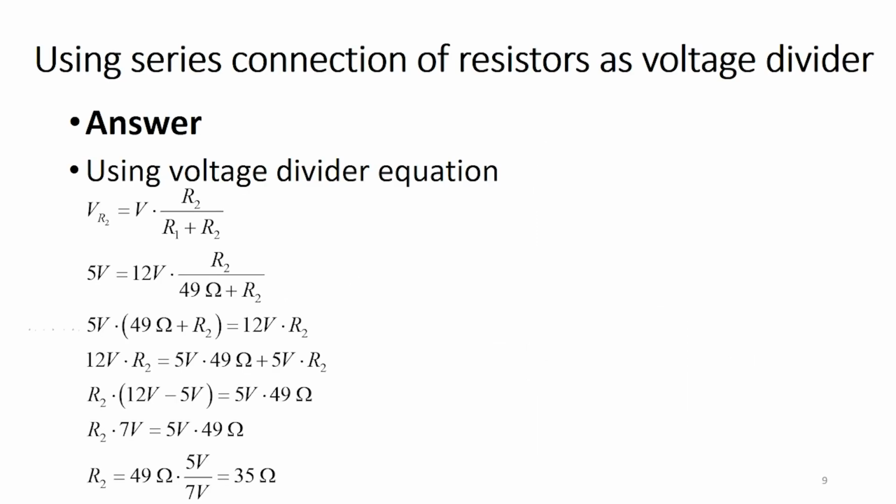Answer. Using voltage divider equation, VR2 equals V times R2 divided by R1 plus R2, substituting the given data gives us 5 volts equals 12 volts times R2 divided by 49 ohms plus R2. Multiplying both sides of the equation by 49 ohms plus R2 gives 5 volts times, in parentheses, 49 ohms plus R2 equals 12 volts times R2. After arranging the equation, we get that R2 equals 35 ohms.